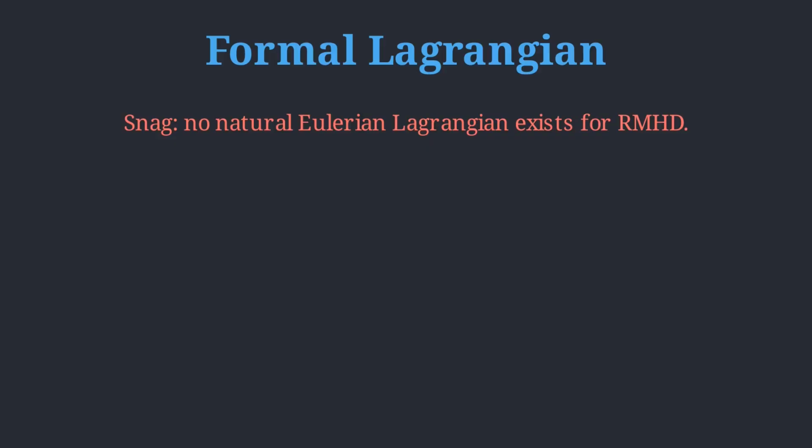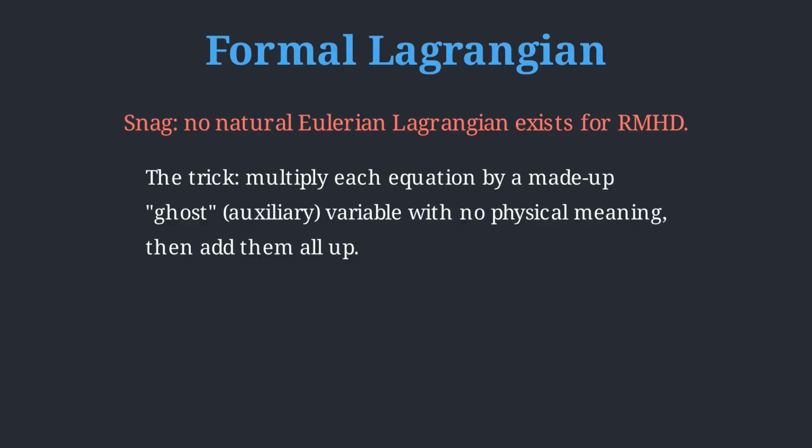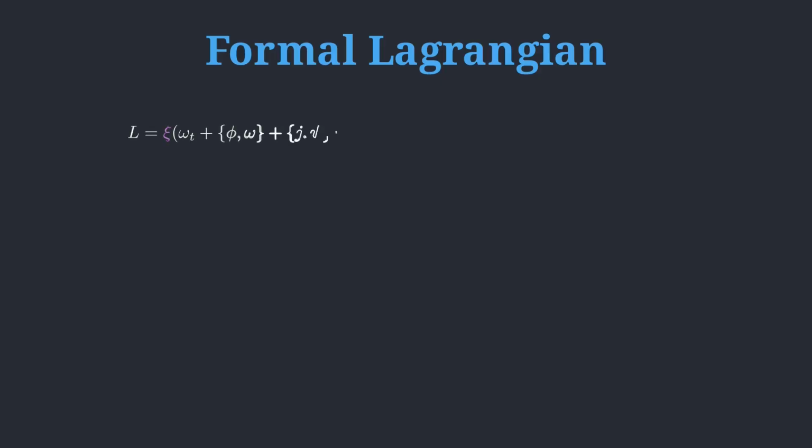Here we come to the snag. Variational integrators need a Lagrangian, an action to discretize, but for RMHD, there is no obvious Lagrangian. So what does one do? Essentially, we make one up. There is a trick called the formal Lagrangian. Essentially, we take every equation in your system and multiply it by a variable called the auxiliary variable that has no physical meaning. Then you simply add it together.